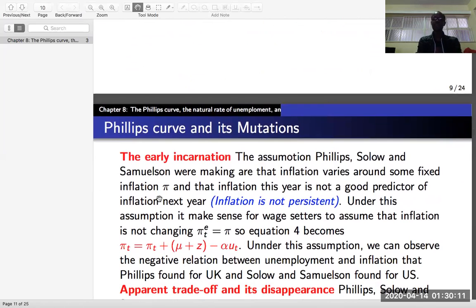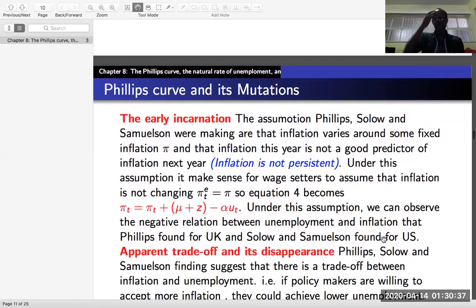Okay, so earlier we saw that the assumption Phillips and Solow were making was that inflation varies around a fixed term, i.e., expected inflation is just some constant value. I.e., inflation is not persistent, so remember that. So if inflation is not persistent, i.e., pi is equal to pi bar, then this should become this. Under this assumption, we can observe the negative relationship between unemployment and inflation that Phillips found for the UK and Solow found for the US.